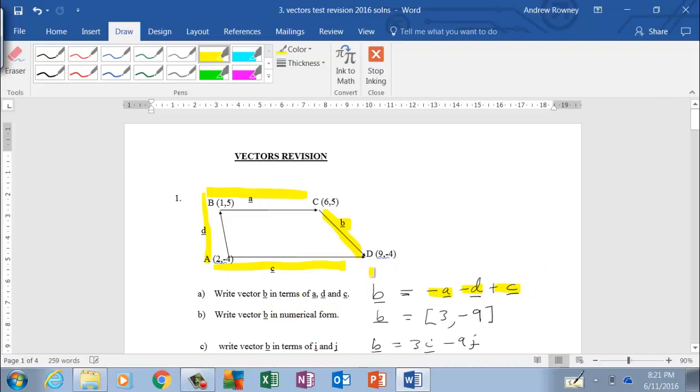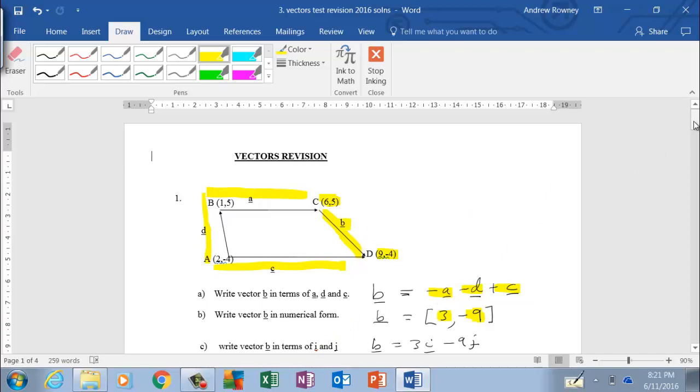If you want to do B in numerical form, we have to look at the components. So we're going from 6, 5 up to 9, minus 4, and we do final take initial. So 9 take 6 is 3, minus 4 take 5 is minus 9. That's the vector B from C to D.